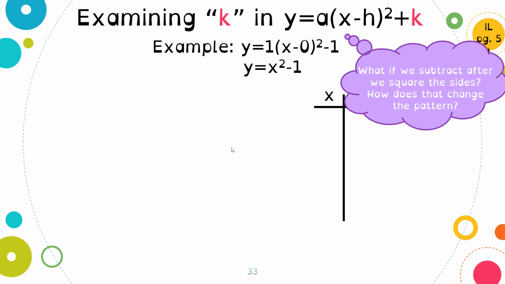Okay, so what if we subtract after we square the sides? How does that change the pattern? So now we're going to do x squared minus 1. How does that make it different?